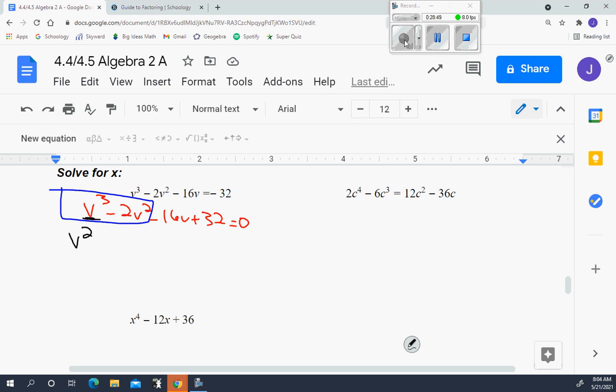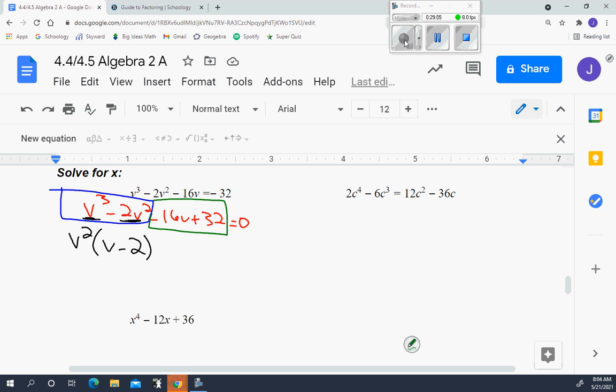What's left here if I take out a v squared? Just 1v. What's left here if I take out a v squared? Just a negative 2. Then I'm going to do the same thing with these two.